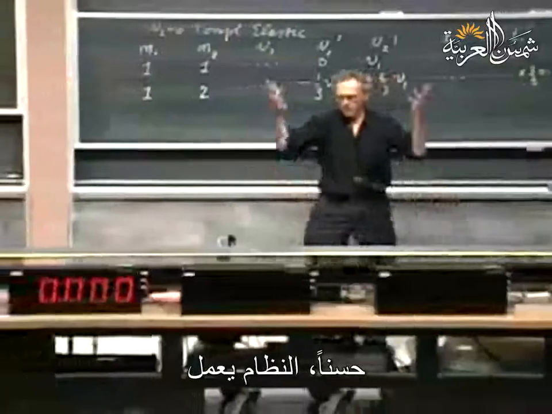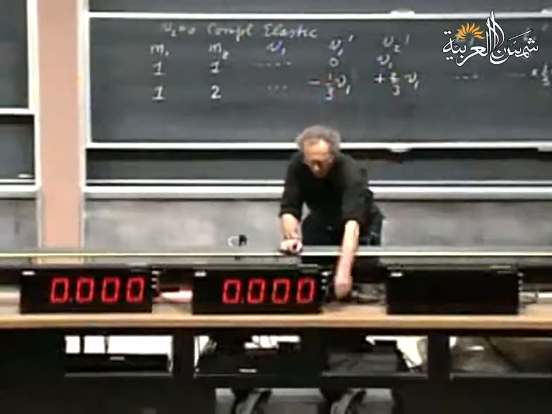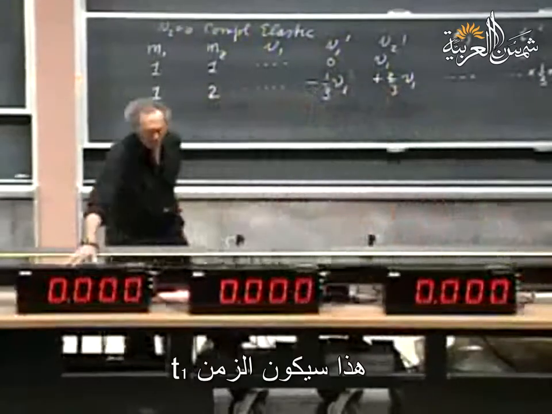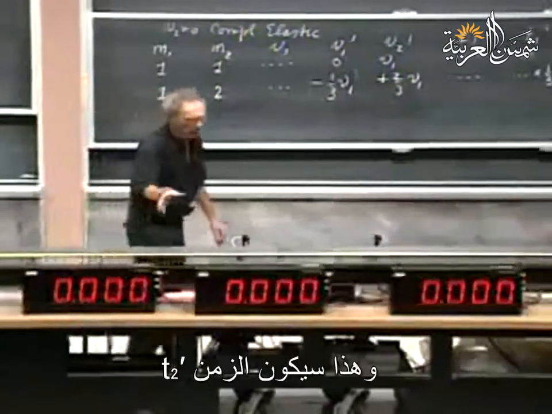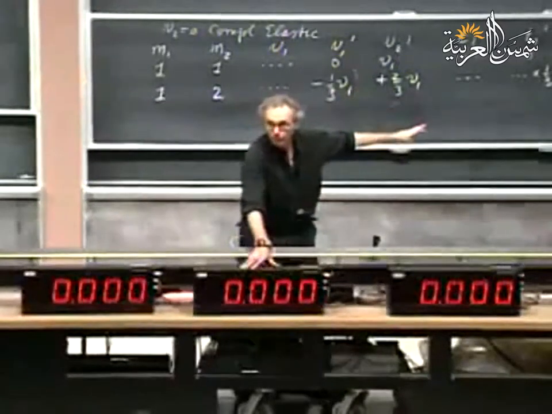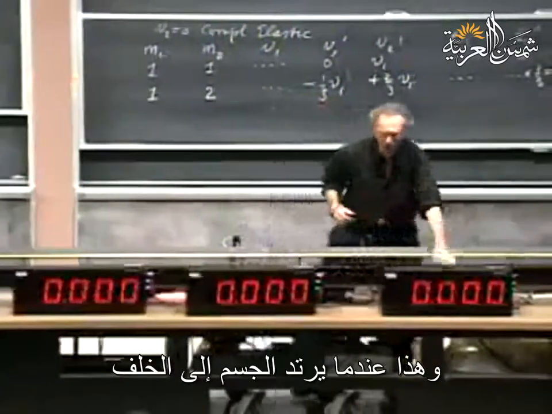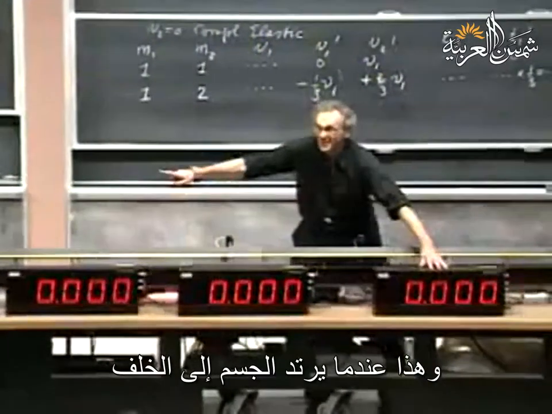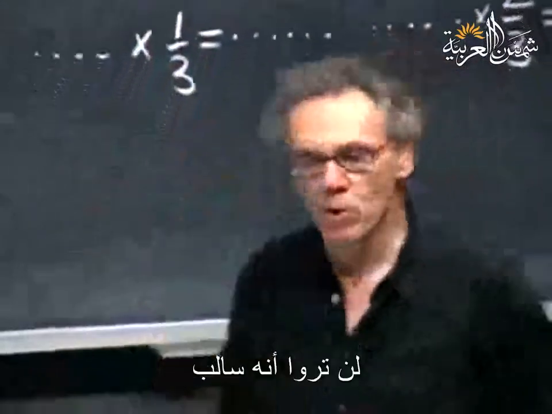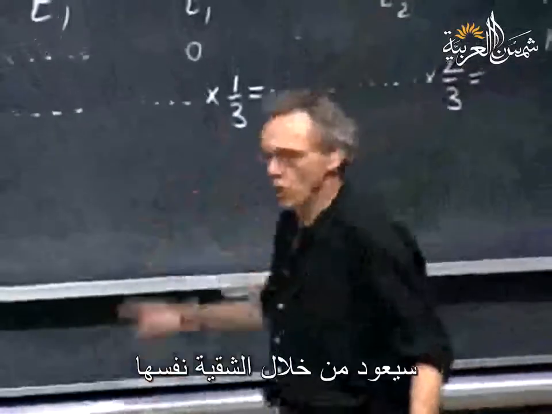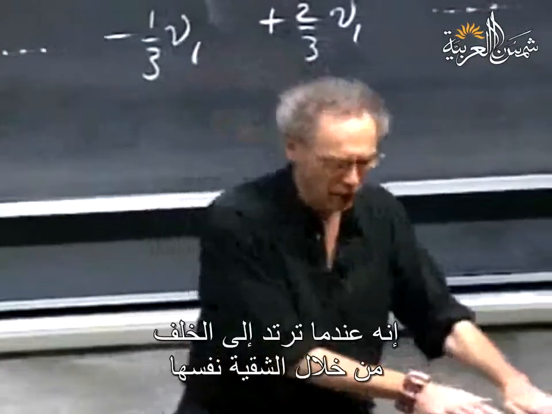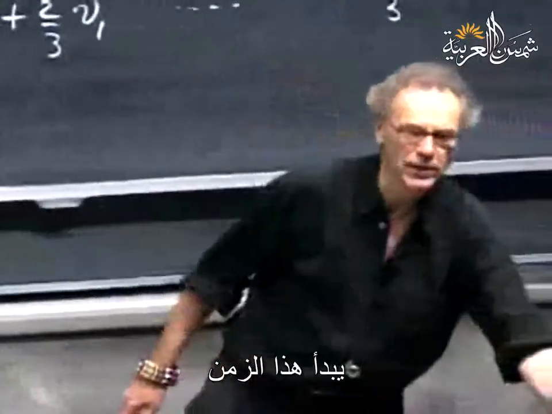Okay, system is up, timers are up. This will be the time T1. This will be the time T2 prime, and this is the one when the object bounces back. So this is T1 prime. You won't see that it is negative. It will go back through the same slot, and the electronics is arranged in such a way that when it goes back through the same slot, it will initiate this timer.